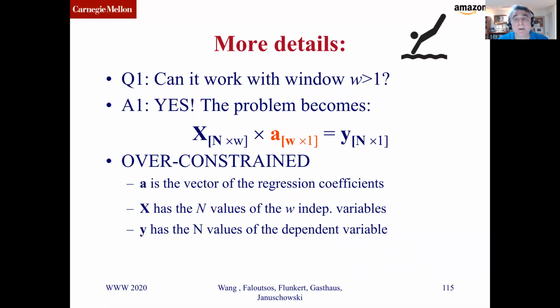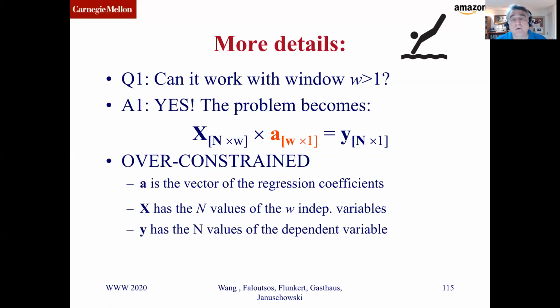How can we do it mathematically, in addition to geometrically? Notice that this is a deep dive, details that we don't need to fully understand. The idea is that the problem becomes an over-constrained problem with a lot of equations, as many as the historical data we have, and very few unknowns, just the weights of the window we want. If we want a window of 7, we have 7 unknowns. If we want a window of 1, it's just 1 unknown. So the problem is heavily over-constrained, but we know how to solve it. It's a very well understood problem.